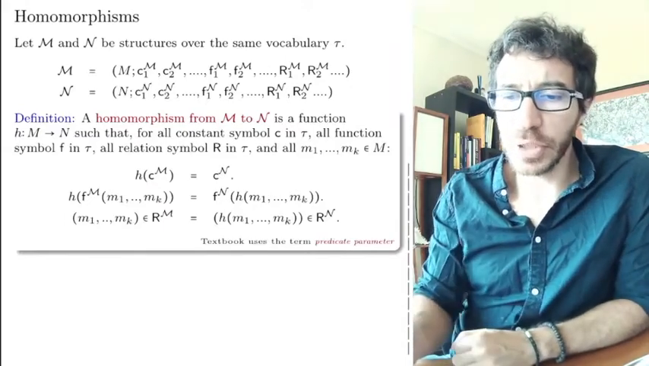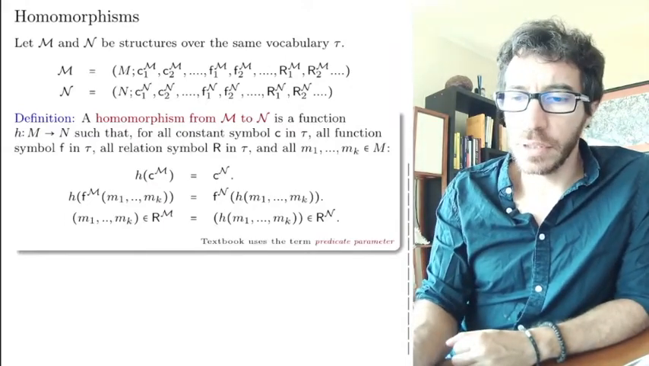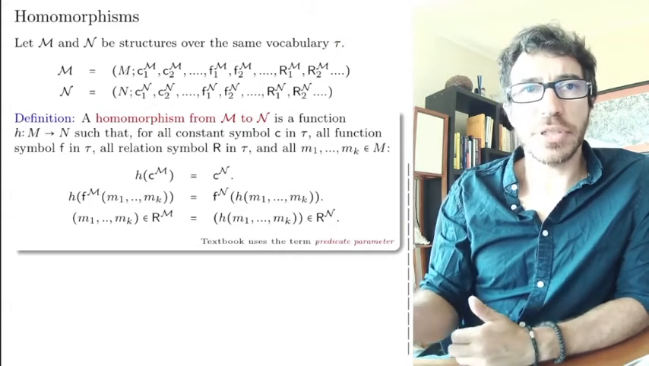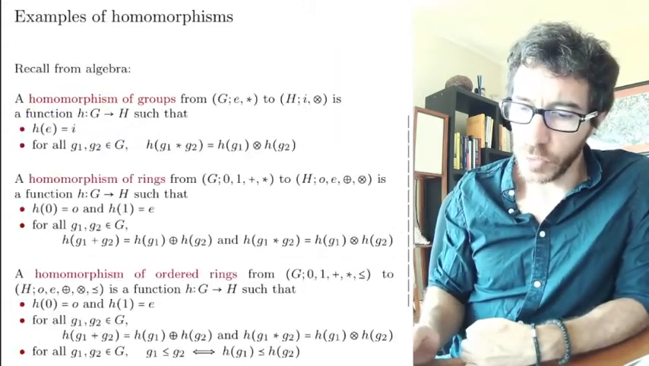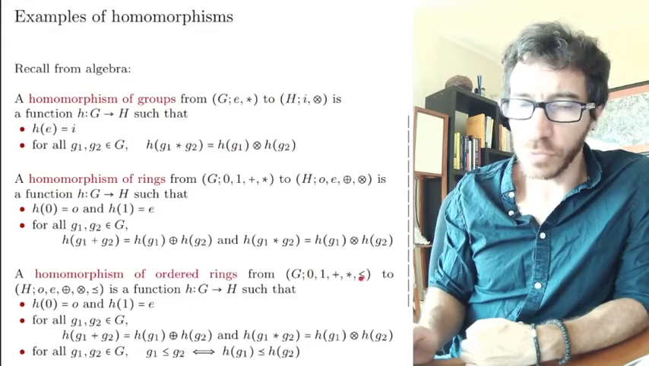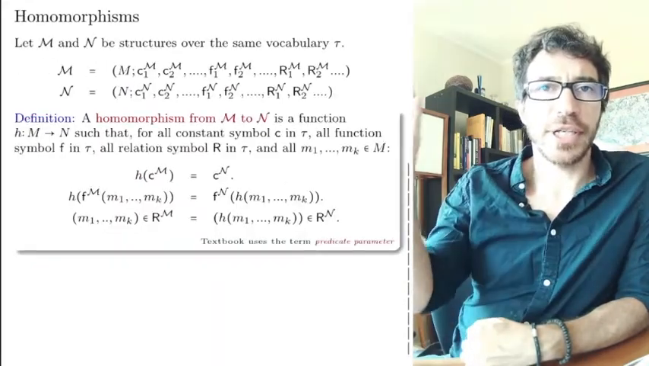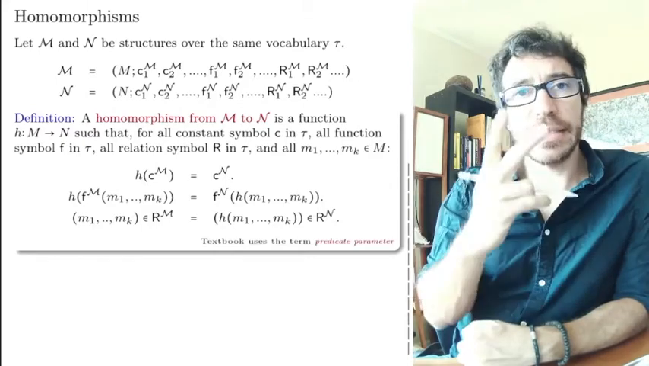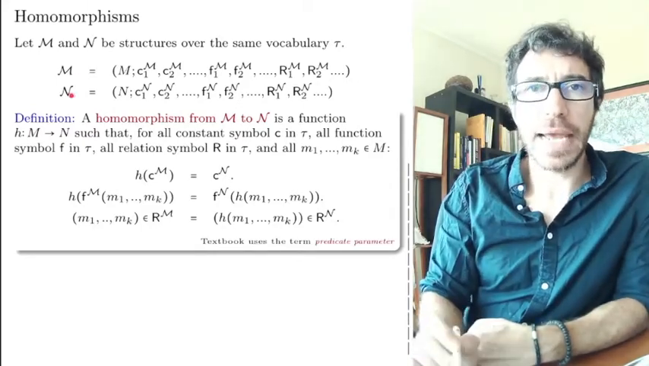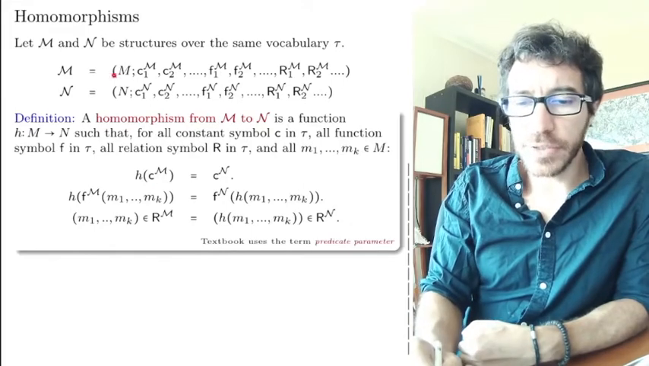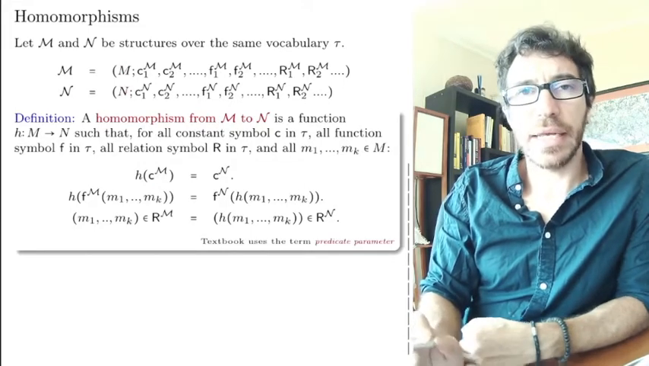So let's suppose we have a vocabulary tau. A vocabulary tau has some constant symbols, some function symbols, and some relation symbols, right? So in this case, tau had 2 constant symbols, 2 function symbols, and 1 relation symbol. Let's just consider the general case. And now let's take 2 tau-structures, M and N. So M has domain M and N has domain N.